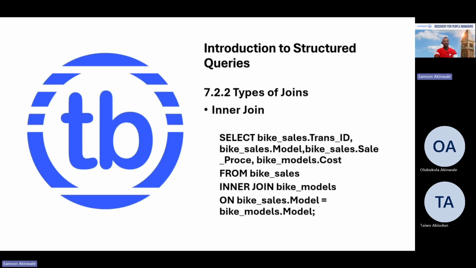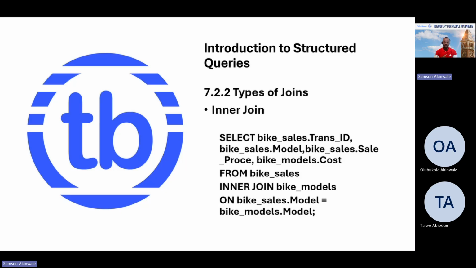I will demonstrate that very soon and pull out the table for bike_sales in my own server. I will also pull out the table for bike_model in the same server. Then I can also run this instruction to see how I want to extract information from the two different tables, going by the point of intersection where similarity occurs. I will show that and demonstrate it clearly. So let's take it one step at a time.